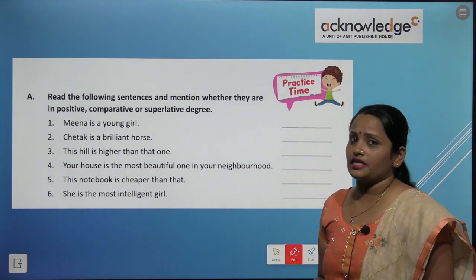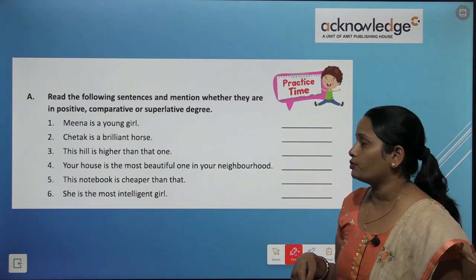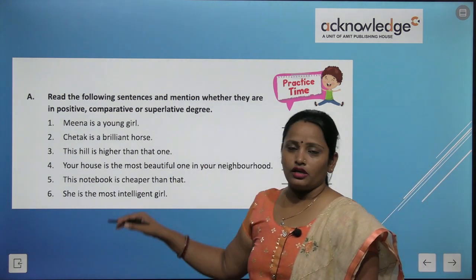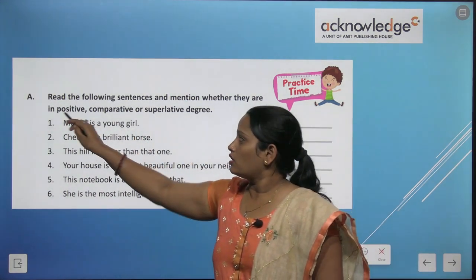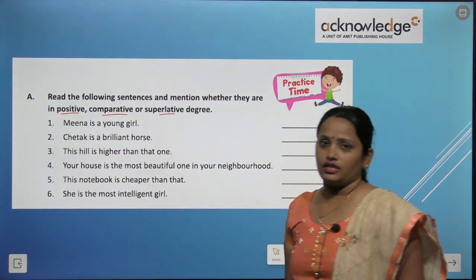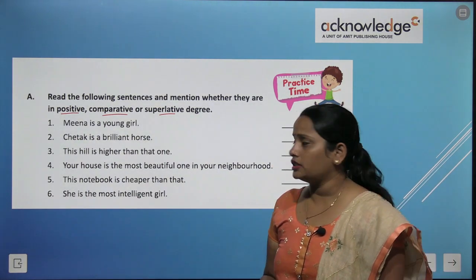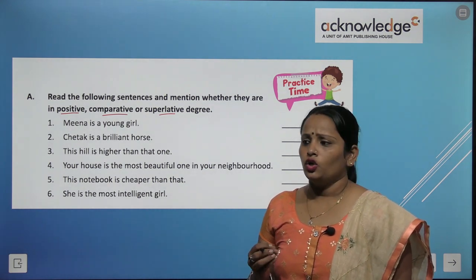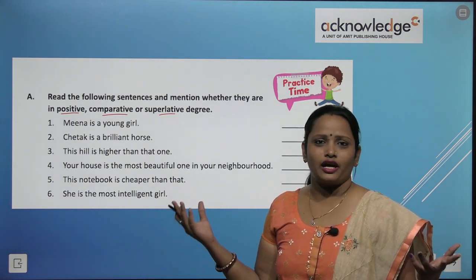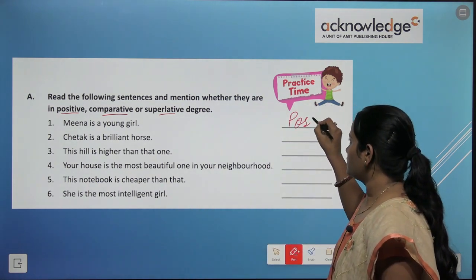Read the following sentences and mention whether they are in positive, comparative or superlative degree. So we have to read this. हमें पढ़ना है और बताना है कि इसमें से कौन सी डिग्री ऑफ कंपैरिजन की यहाँ पे बात है. Meena is a young girl. मैंने आपको सेंटेंस बताया, Meena एक young girl है. तो आपने बोला मैम इसमें तो सिर्फ Meena के अलावा किसी की बात नहीं हो रही है. So this is a positive degree.